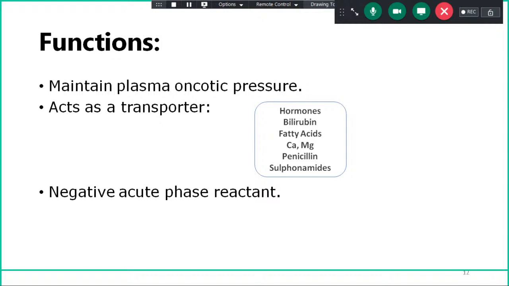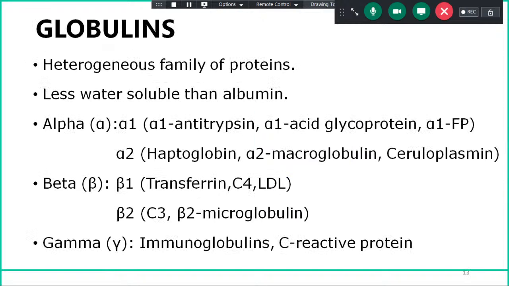These are two other negative acute phase proteins that decrease when the body is in an inflammatory state. And the body is in an inflammatory state when it is under certain stress or infection, or when it is suffering autoimmune diseases or neoplasm. You will get to know more about what inflammation is in your physiology class. And this plasma protein also acts as a buffer in the plasma. Now the globulins are a heterogeneous family of proteins.